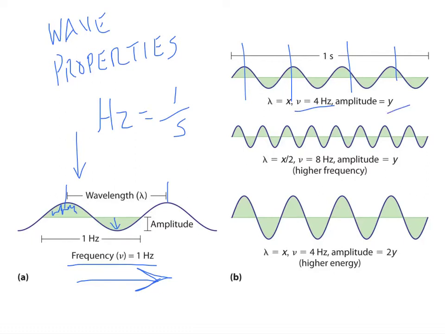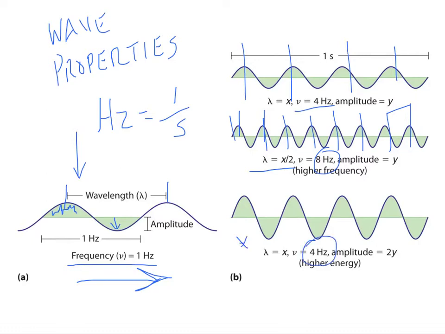If we take that same wave and we cut the wavelength in half, we shorten the wavelength, then if the wave's moving at the same speed, we would see 8 wave cycles per second. 1, 2, 3, 4, 5, 6, 7, 8. If we took the same wave and we went back to 4 hertz, but doubled the amplitude, it would look like this third wave.